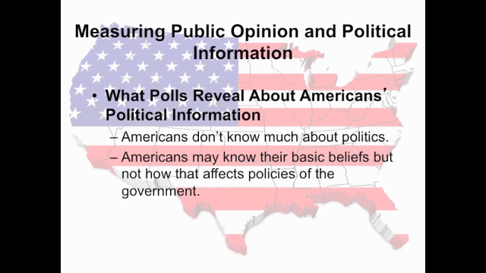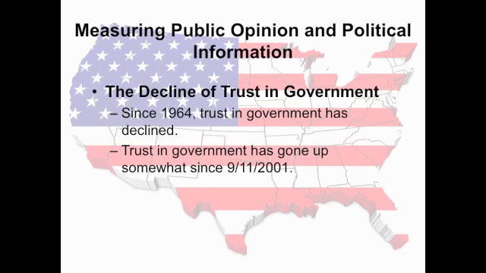Public cynicism and mistrust of government undermines the ability of government to address pressing social problems. The decline of trust in government. In the late 1950s and early 60s, nearly 3/4 of Americans said that they trusted the government in Washington to do the right thing, always or mostly.